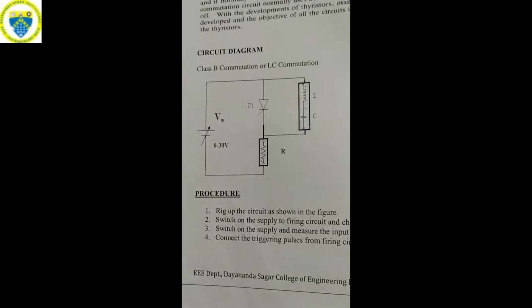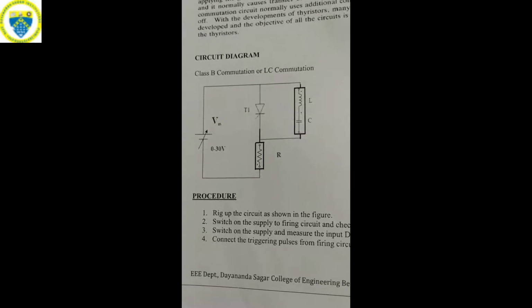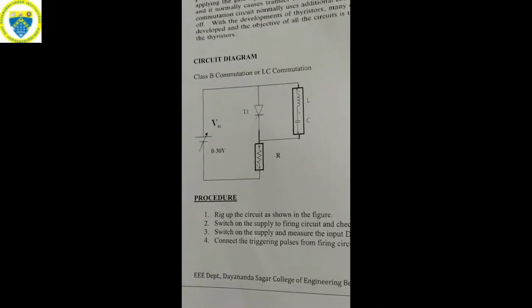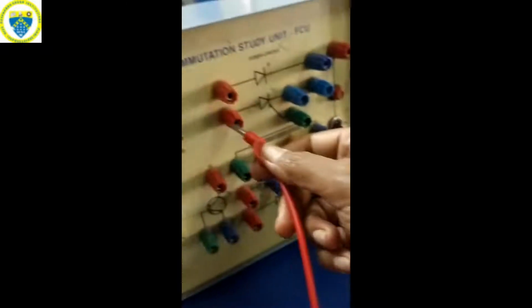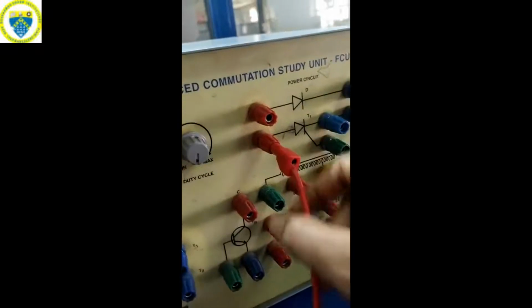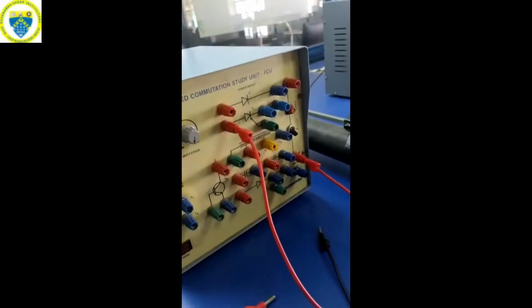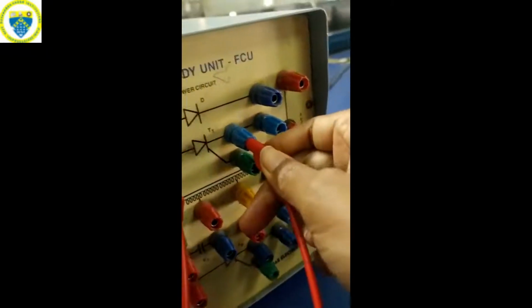This is the circuit diagram for class B commutation. The connections will be made as per the diagram given. Supply terminal to anode of T1. From rheostat to cathode of T1.